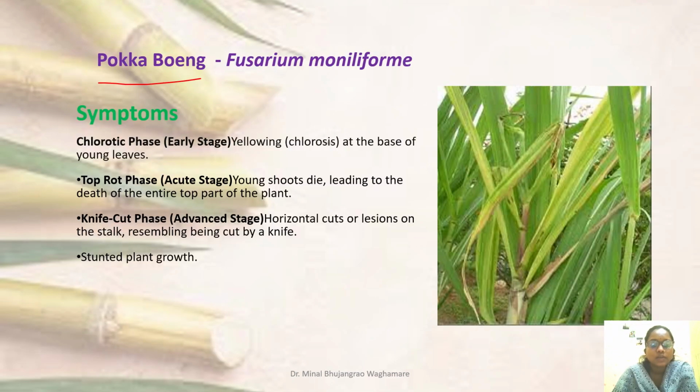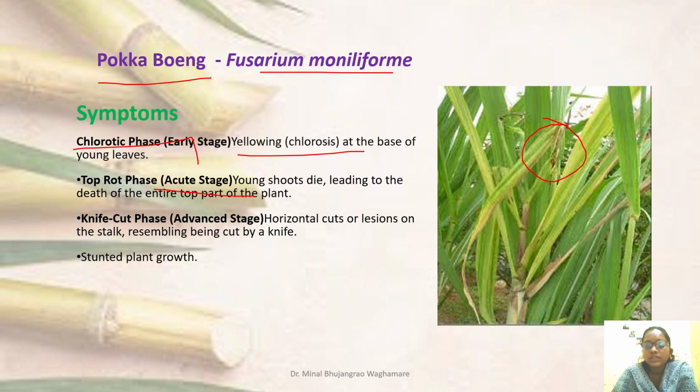Coming to our last disease, that is Pokkah Boeng, causal organism Fusarium moniliforme. Here, typical symptoms form at each stage. At early stages, we see chlorosis appear on the leaves, especially young leaves, leading to loss of chlorophyll from the leaf. That stage is the chlorotic phase. After that, the young shoots die, leading to the death of the entire top part of the plant. That is the top rot phase of this disease, and it is the acute stage.